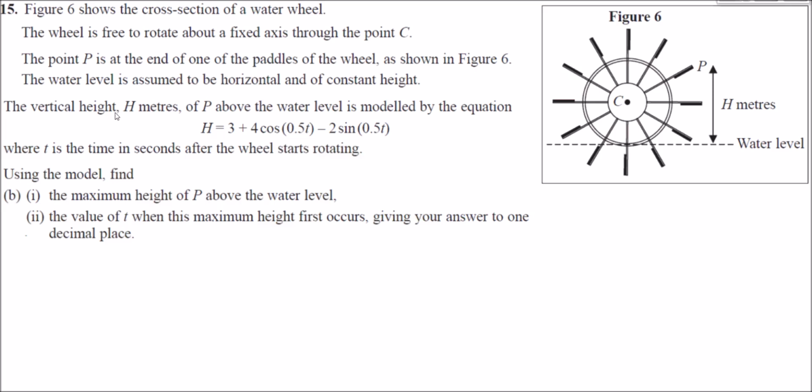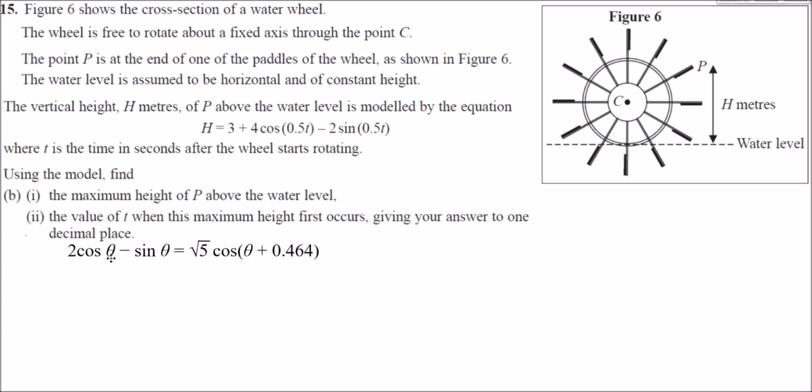The vertical height, capital H meters, of this point P above the water level is modelled by the equation h equals 3 plus 4 cos 0.5t minus 2 sine 0.5t, where t is the time in seconds after the wheel starts rotating. So using the model, we need to do part B. So first of all, we need to remember the model.